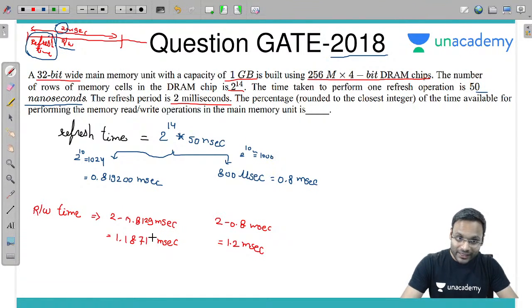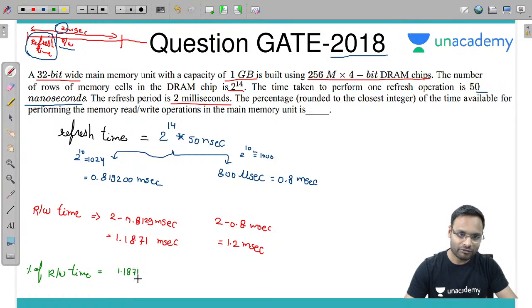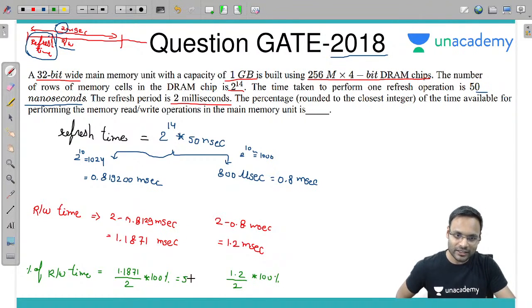Now, if the read-write time is this much, how much percentage is this of 2 milliseconds? So the percentage of read-write time will be 1.1871 divided by 2 into 100%, and here it will be 1.2 by 2 into 100%. Here you will have the nearest integer 59%, and here you will have the nearest integer 60%.